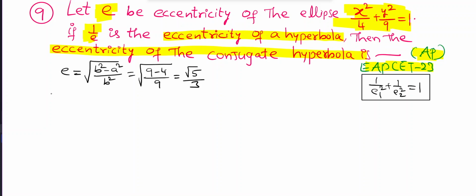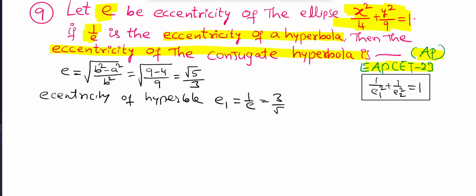Now the eccentricity of the hyperbola. Take e1, in the problem it is given as 1 by e, that is 3 by root 5. Now substituting in this formula, 1 by e1 square plus 1 by e2 square is equal to 1. Here e1 value is 3 by root 5, so 1 by e1 square is 5 by 9, plus 1 by e2 square is equal to 1.